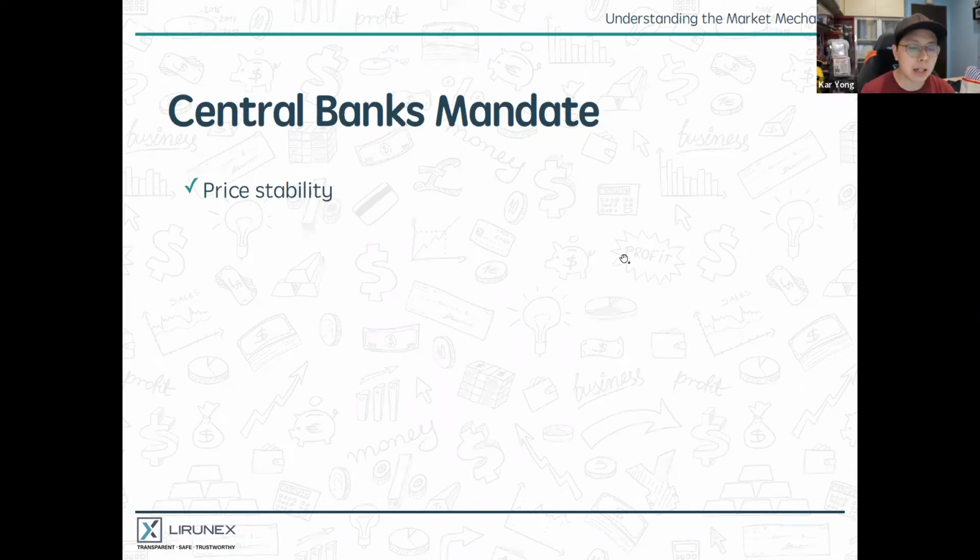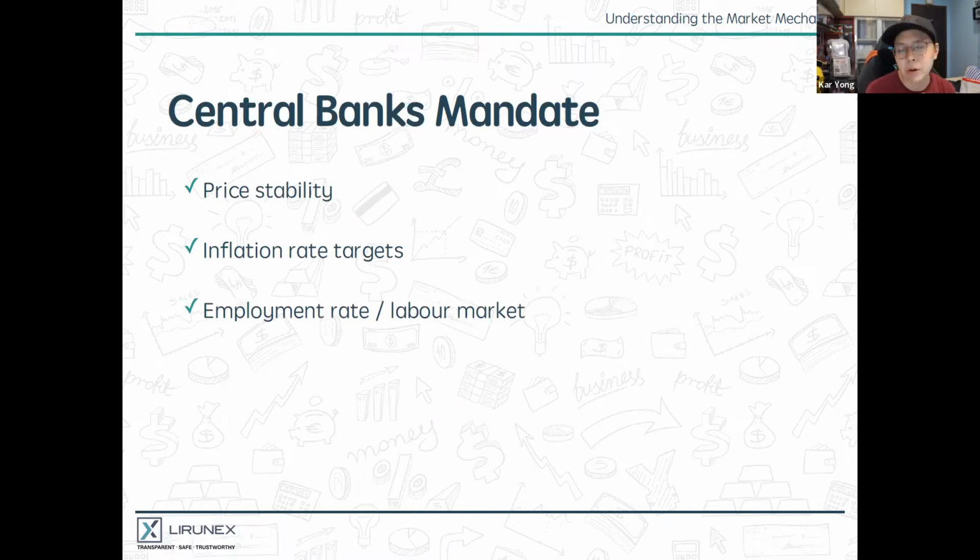Most of the developed countries would have a fixed number as their target. The target of their long-term inflation is 2% per annum, 2% per year. So if it's too high, they need to do something about it. If it's too low, they need to push it up to meet their target of 2%. So that's price stability, which is the inflation rate target. And then the second one is more straightforward. That one is dealing with employment data.